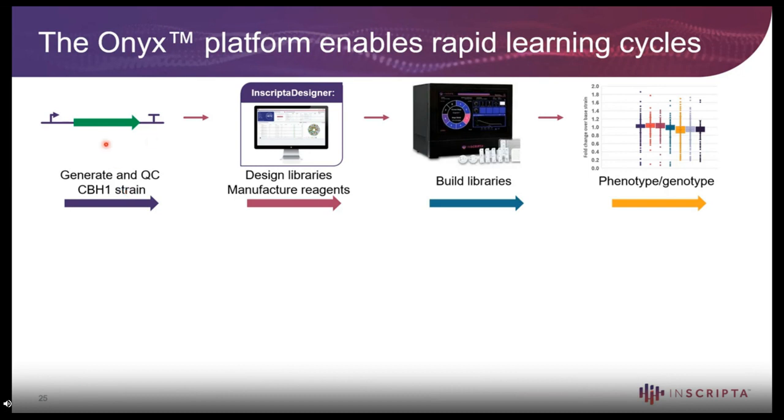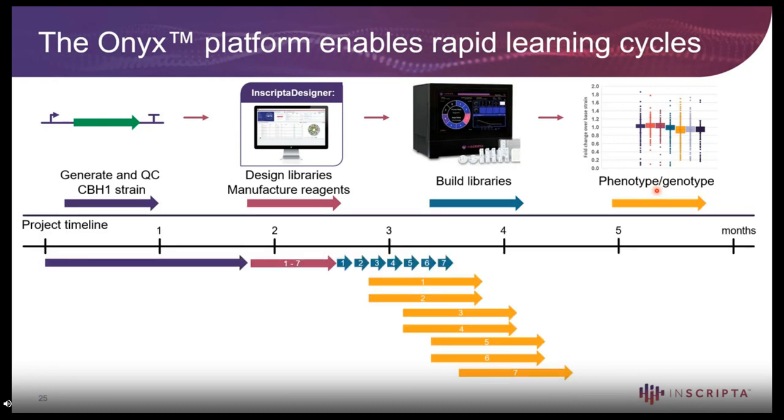So the first thing we had to do was generate and QC the CBH1 expression strain. Then we used the designer software to design the libraries, and then the reagents were manufactured. Then you have to build the libraries, and then you have to phenotype and genotype the libraries, and subsequently the hits. That's going to be shown at the bottom of this slide by these various different colored arrows.